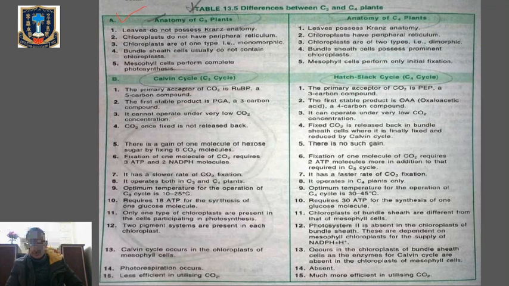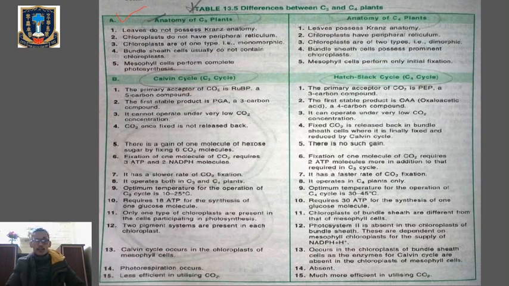Now in C3 plants, chloroplasts do not have peripheral reticulum, but in case of C4 plants they have got peripheral reticulum. Chloroplasts in C3 plants are monomorphic, or one type, but in case of C4 plants there are two types, that is they are dimorphic. In C3 plants bundle sheath cells usually do not contain chloroplast, but in C4 plants bundle sheath cells possess permanent chloroplast. In C3 plants mesophyll cells perform complete photosynthesis, but in C4 plants mesophyll cells perform only initial fixation.